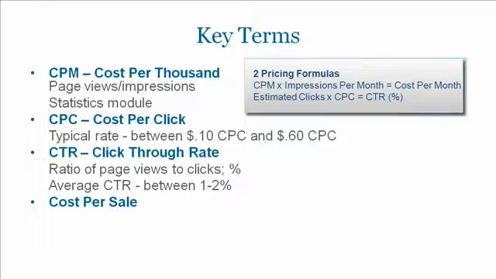So using the CPC and CTR payment structure, with a typical click-through rate of 1%, meaning that 1 out of every 100 visitors clicks on a banner ad, if your site has 5,000 impressions and you sell a banner ad for 30 cents per click, you'll earn about $15 a month, because a 1% CTR equals 50 clicks at 30 cents per click, and that equals $15.